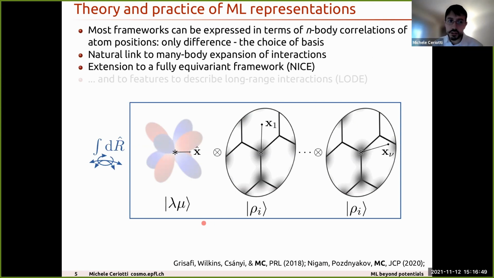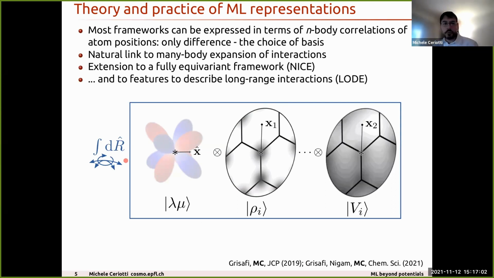So one possible extension of this construction basically goes from the construction of invariant features to the construction of equivariant features that will be central to the prediction of properties beyond potentials. Another extension that we have been working on is basically to overcome the limitation of this atom-centered description to finite range kinds of interactions, which is particularly relevant for potentials, but also for many additional properties.